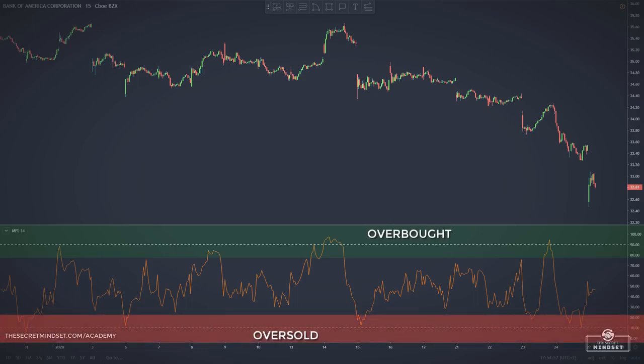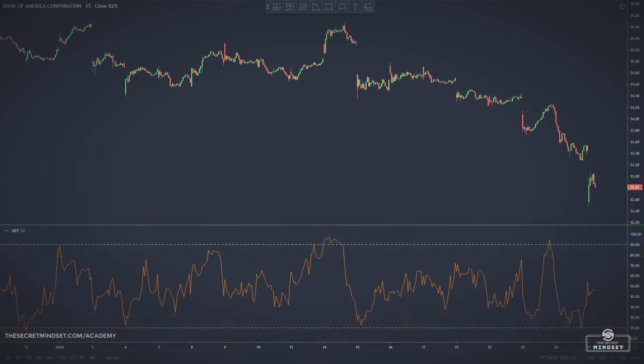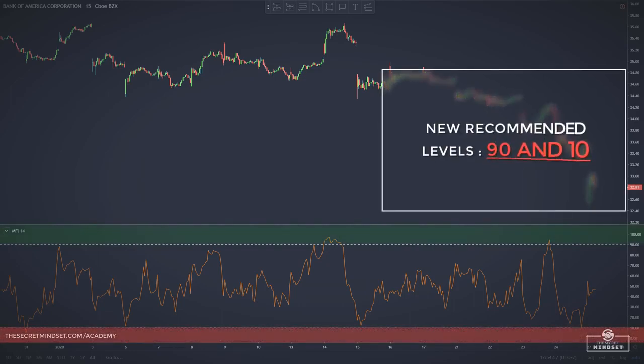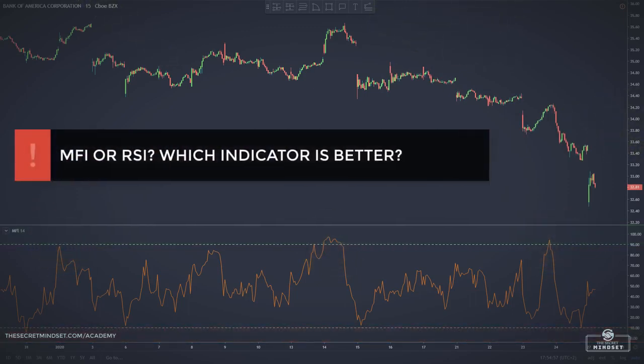However, if you followed my channel, you probably know by now that overbought and oversold doesn't necessarily mean the price will reverse. It means only that the price is near the high or the low of its recent price range. The creators of the indicator recommend using 90 and 10 levels as overbought and oversold levels. These levels are rarely reached, but when they are, it often means the price could be due for a direction change.